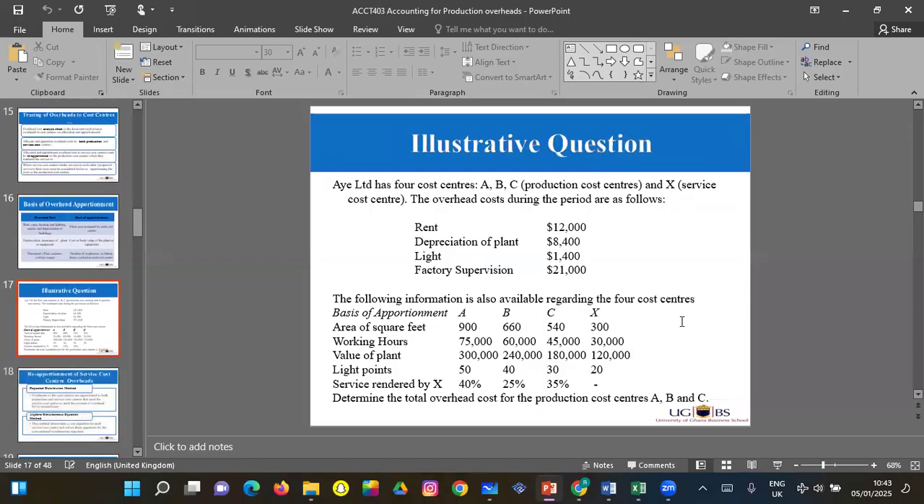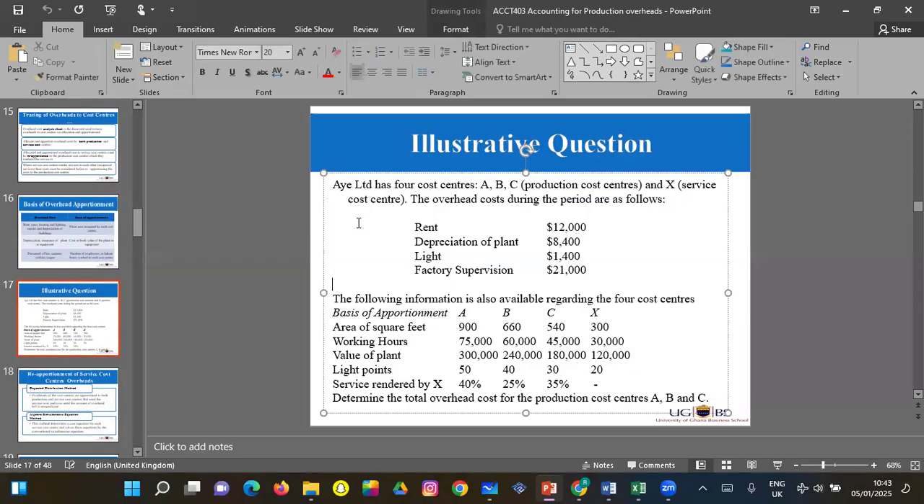Now let's look at this question. So IE Limited has 4 cost centers, which is A, B, C being the production cost centers, and then X being the service cost center. Remember that a service cost center normally offers service to the production department, right? So the overhead cost during the period are as follows. Rent is 12,000. Depreciation of plant is 8,400. Light is 1,400. Factory supervision is 21,000.